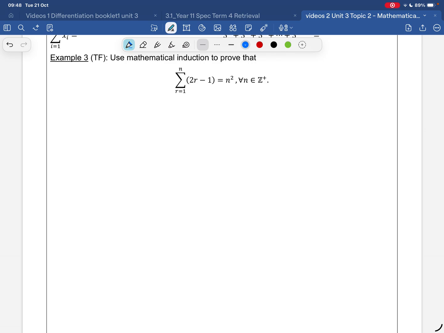All right, so this one says, use mathematical induction to prove that the sum from 1 to n of 2r minus 1 is equal to n squared for all positive integer values of n. So what we're required to prove is that our sum from r equals 1 to n of 2r minus 1 is equal to n squared for all positive integer values of n, and that then means that n is greater than or equal to 1.